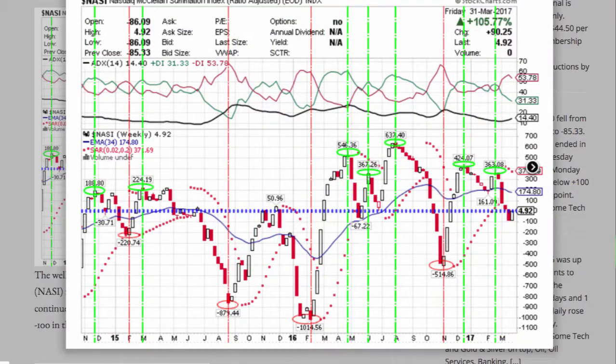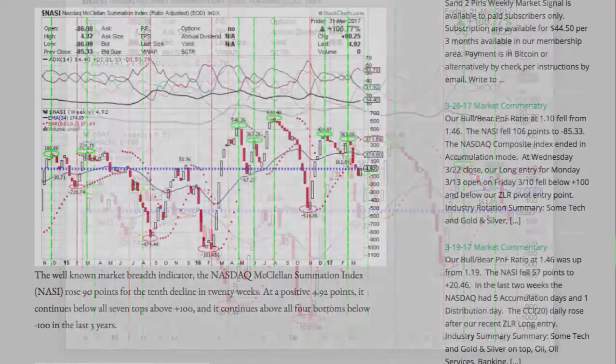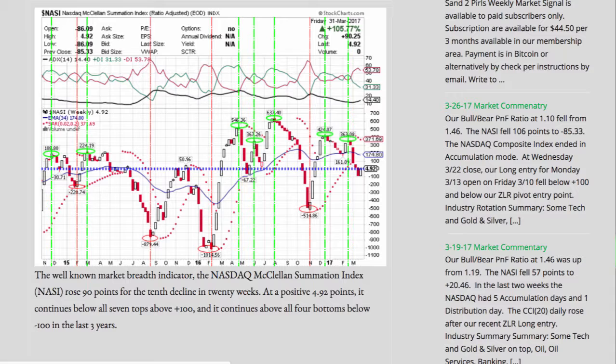The well-known market breadth indicator, the Nasdaq McClellan Summation Index, rose 90 points for the 10th decline in 20 weeks. At a positive 4.92 points, it continues below all 7 tops above plus 100 and continues above all 4 bottoms below minus 100 in the last 3 years.